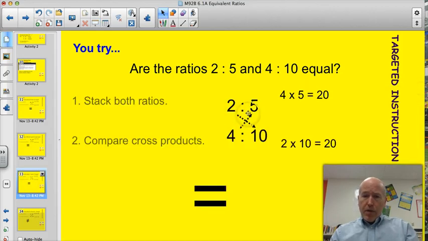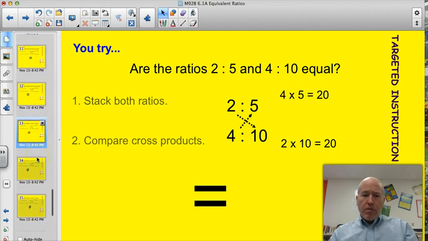I stacked them, 2 to 5, 4 to 10. I compared the cross products. 4 times 5 is 20. 2 times 10 is 20. Sweet! I love it when a plan comes together. All right, try another one.